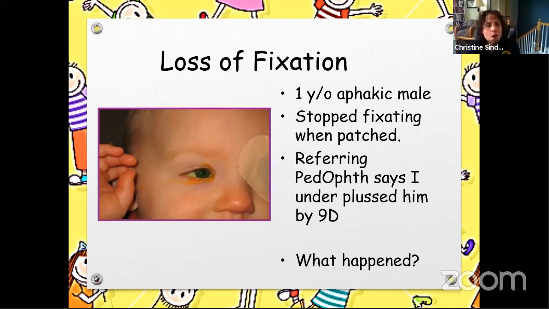In this case here, we have a 1-year-old aphakic male who stopped fixating when patched. The mom said he was fine last week, and he suddenly stopped fixating. The referring doctor came over to me and said, hey, you overplus this child by 9 diopters. And I said, or the retina is 9 diopters closer to the front of the eye. And this child had had a complete retinal detachment in that eye and needed acute surgery.